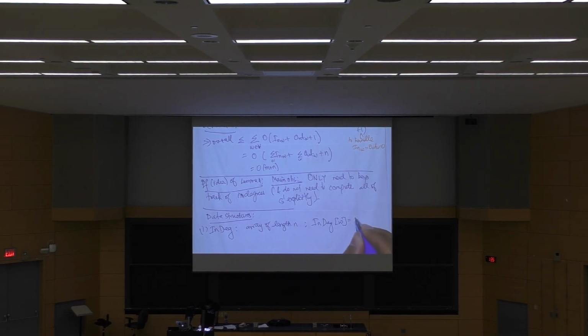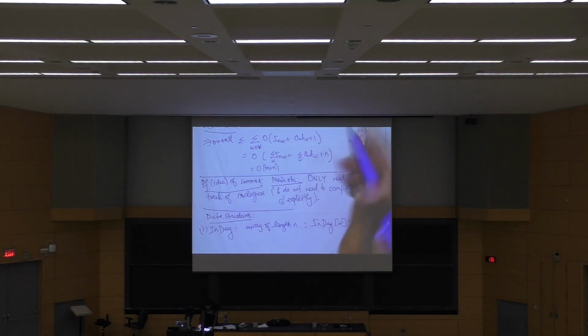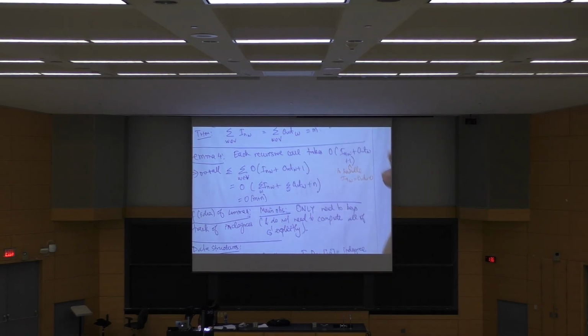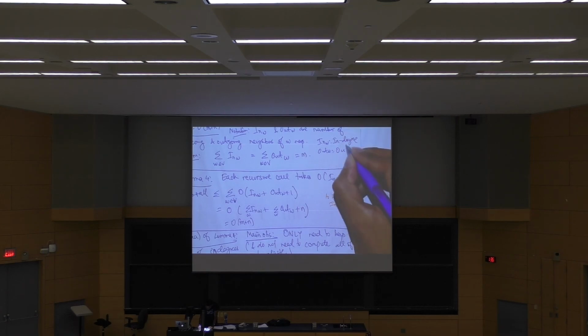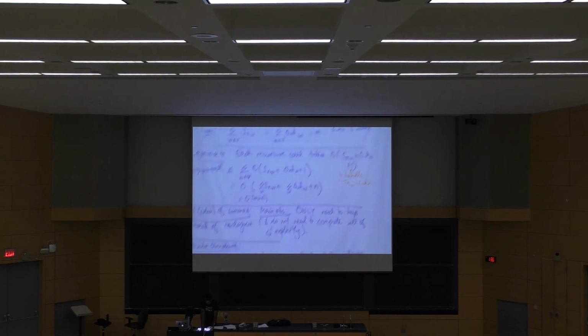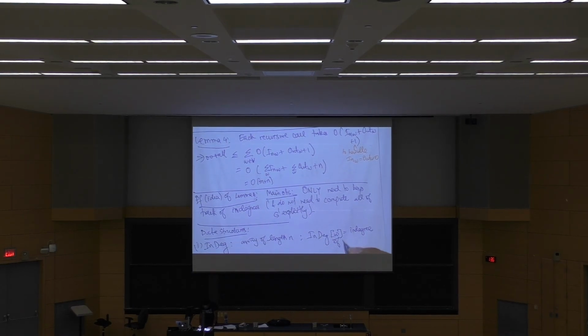Okay, so by the way, in of W is also called in degree, out of W is also called out degree. So number of incoming edges and number of outgoing edges. Okay. And when I say current G, I mean the graph G in the current recursive call of the algorithm.